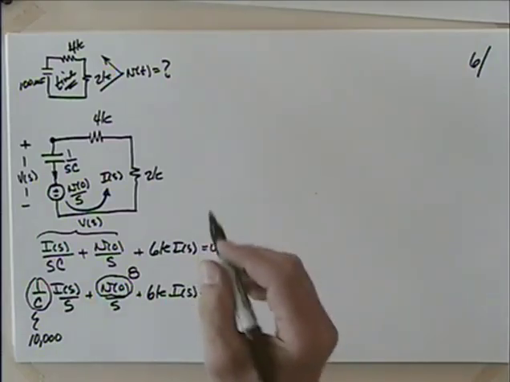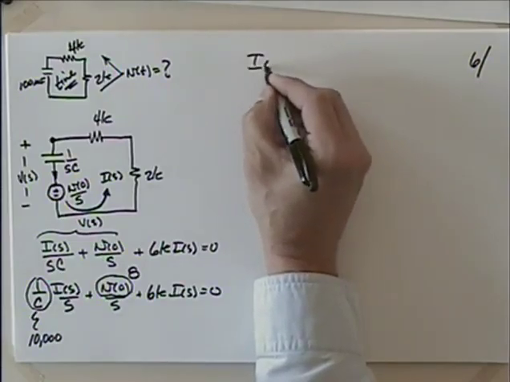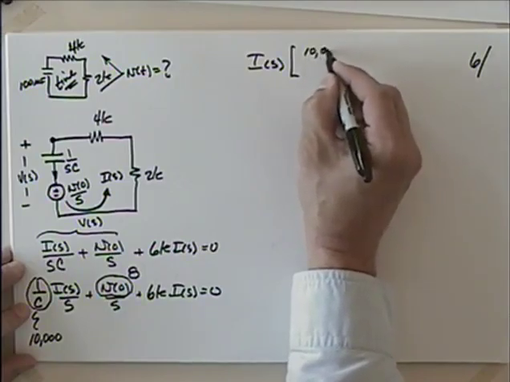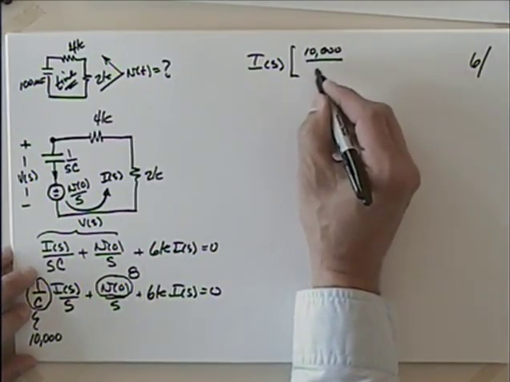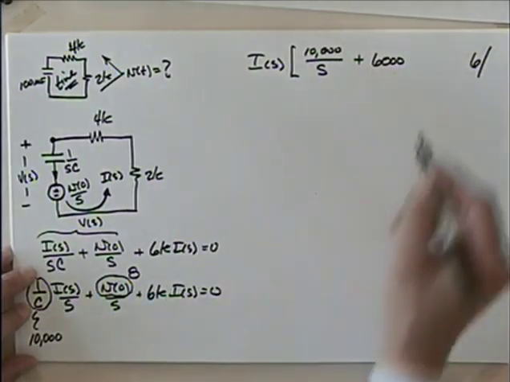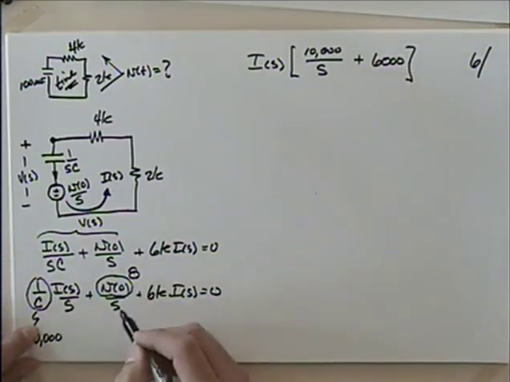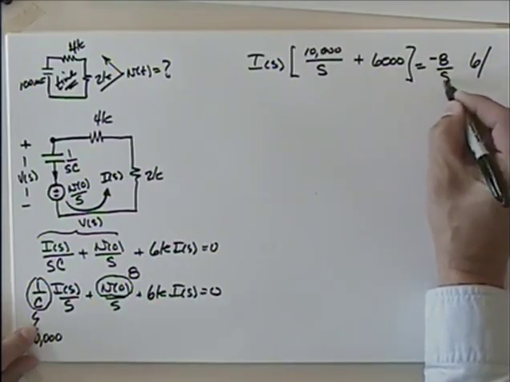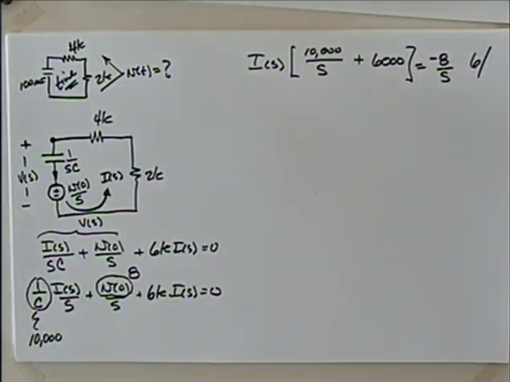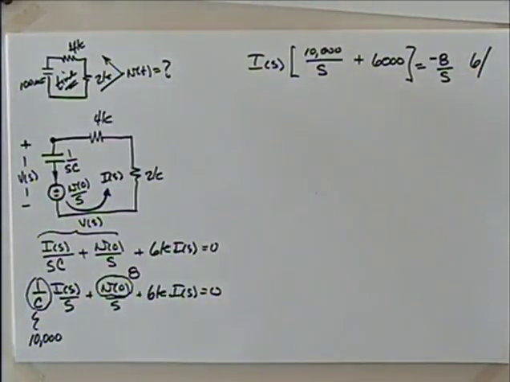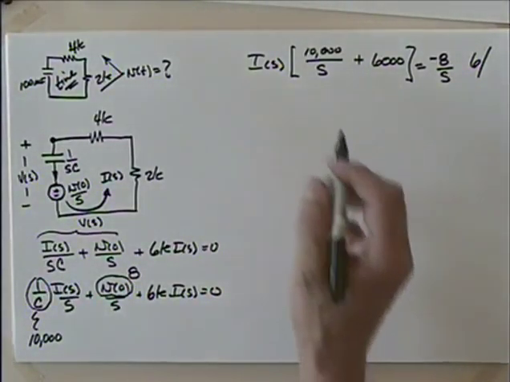So good. With that, I can say that we have I in the S domain times what? 10,000 divided by S plus 6,000, because that's got an I of S. And then when we move this 8 over S to the other side, it became what? Minus 8 over S. And I think we did an example where we had one that was a positive 8 over S, but I was using a different direction on my current. So I think we're probably still okay.